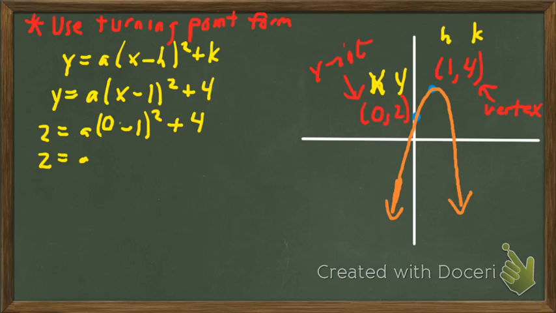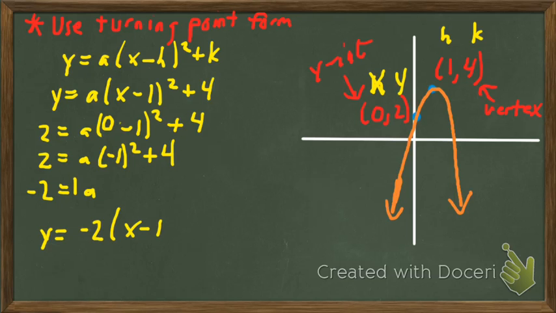Alright, so we'll get 2 = a(-1)^2 + 4. And let me go ahead and subtract 4 from both sides. That'll give me -2. And then if I square -1, that'll give me 1a. And 1a tells me that a is equal to -2. And so once I know the value of a is -2, then I know the complete turning point form equation: y = -2(x - 1)^2 + 4.